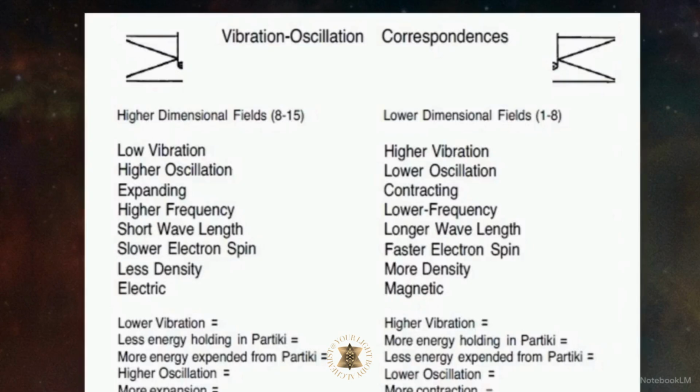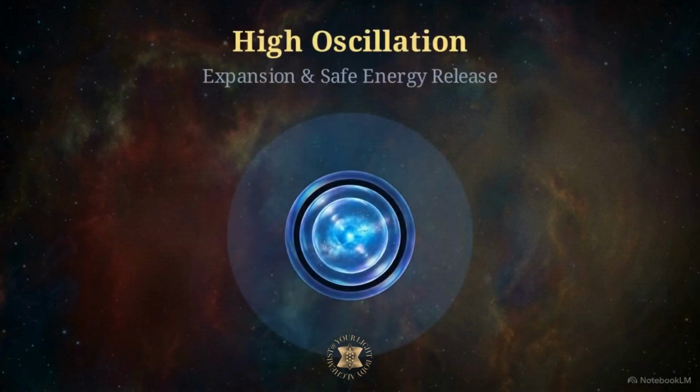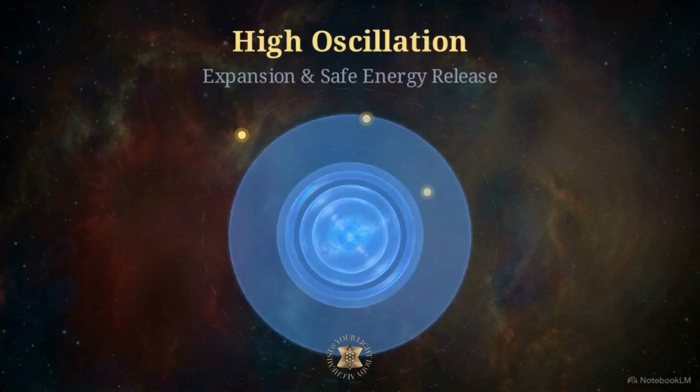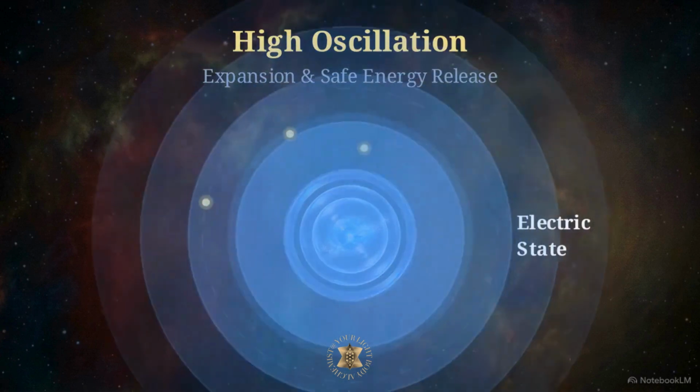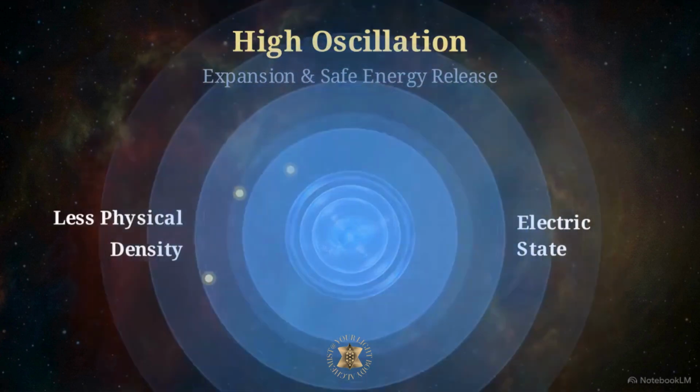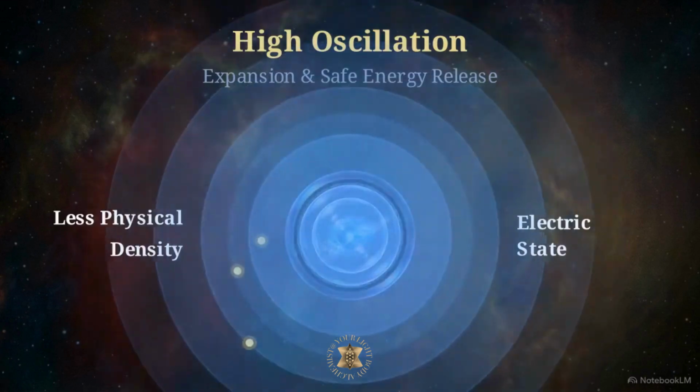Subject B exists in the higher dimensional fields, from dimensions 8 to 15. Their state is the exact inverse: low vibration and high oscillation. Oscillation is the process of energy being safely expelled outward. This shift into an electric state results in less physical density and a much slower, rhythmic electron spin.